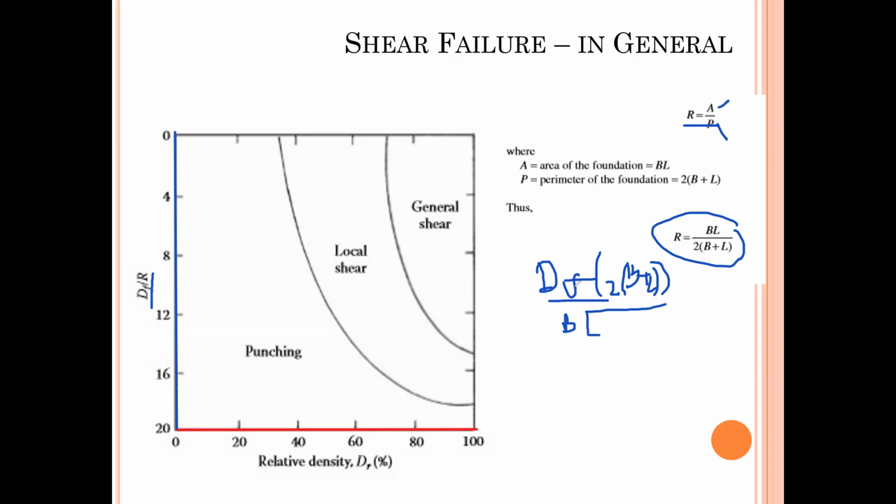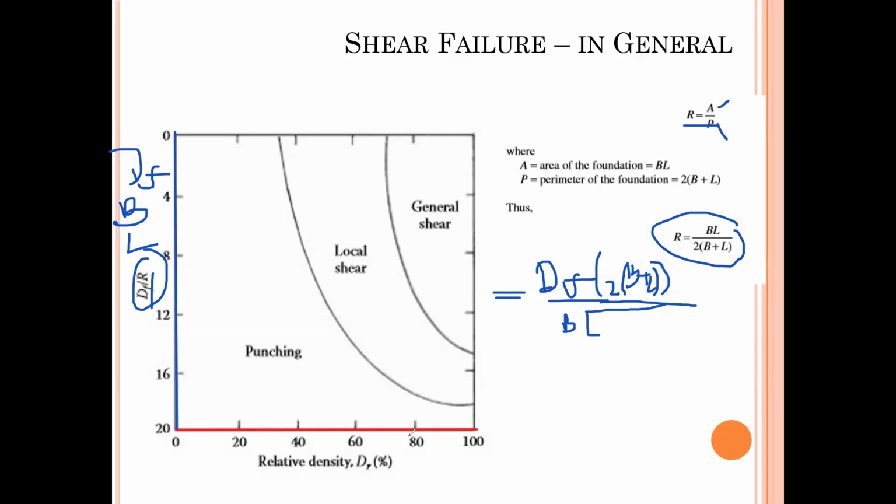dF divided by R means BL, so BL is 2 times B plus L. So now we can see this parameter depends on the depth of the foundation, width of the foundation, length of the foundation. So foundation dimensions.